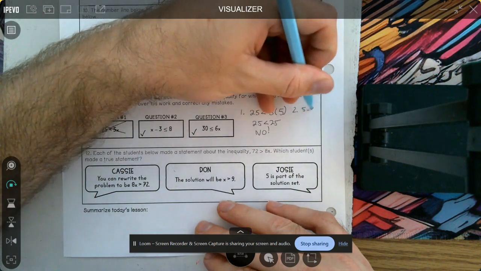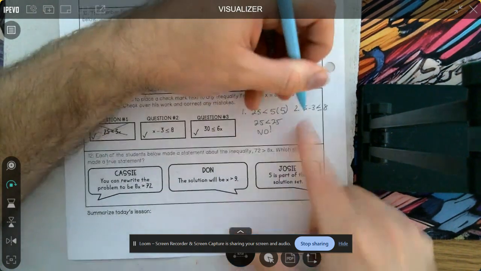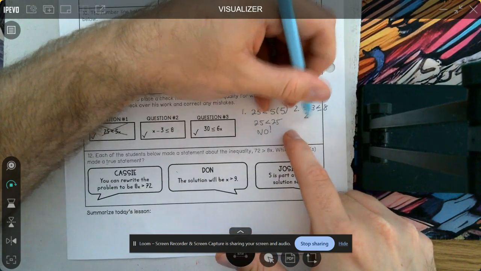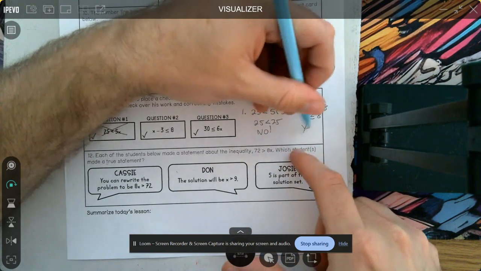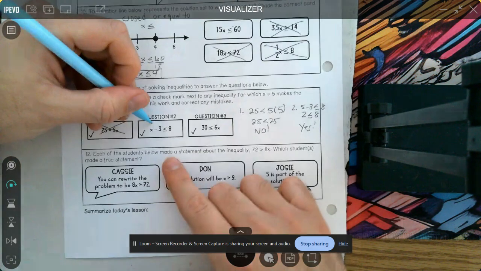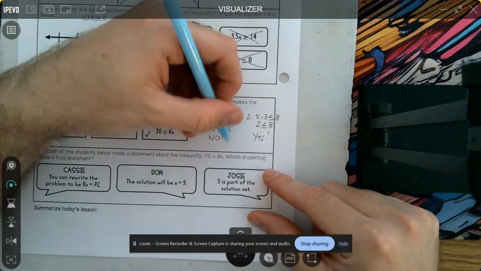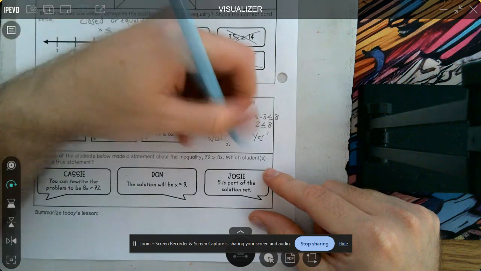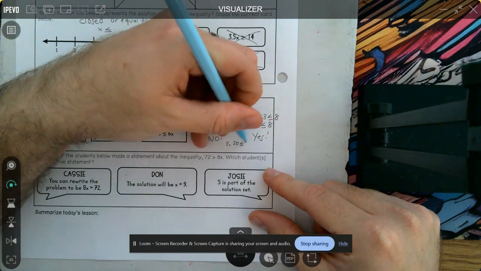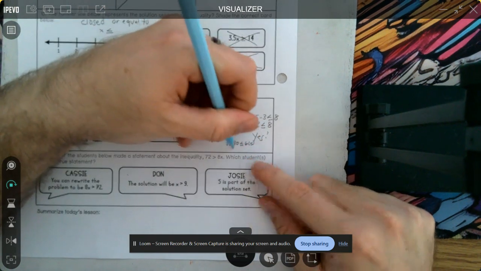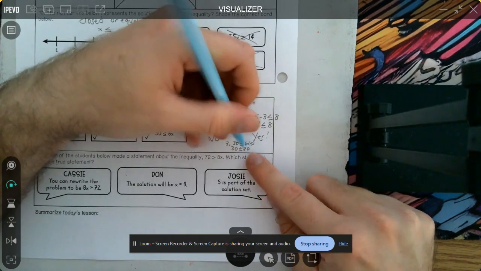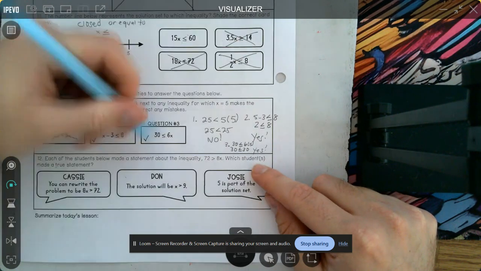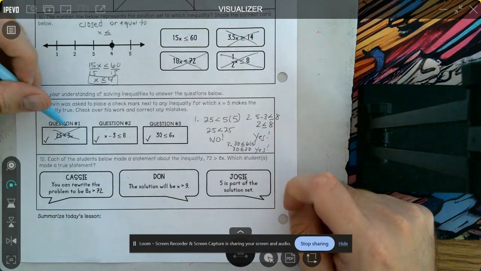Let's try number 2. 5 minus 3 is less than or equal to 8. 5 minus 3 is 2. Is 2 less than or equal to 8? Yes. So that's correct. Now let's try number 3. 30 is less than or equal to 6 times 5. Is 30 less than or equal to 30? Yes. So number 3 is right, number 2 is right, but number 1 was wrong.